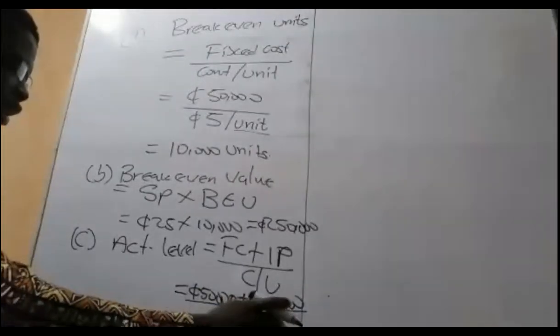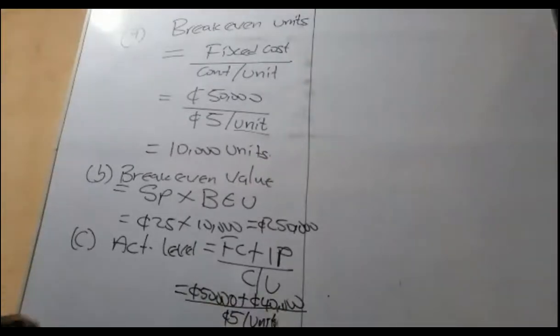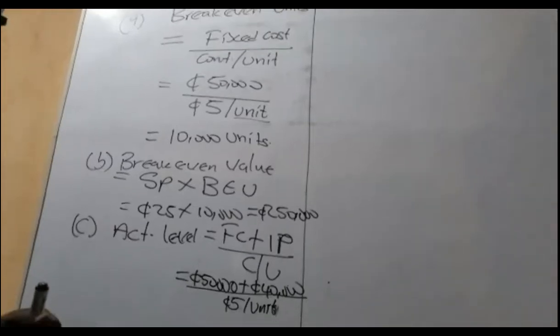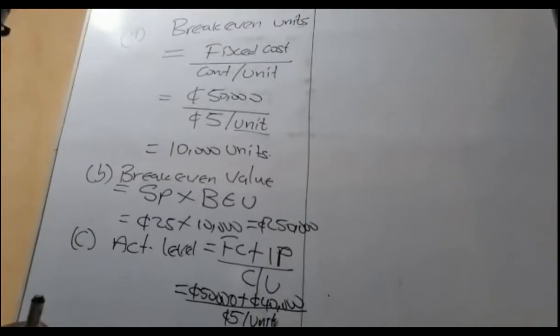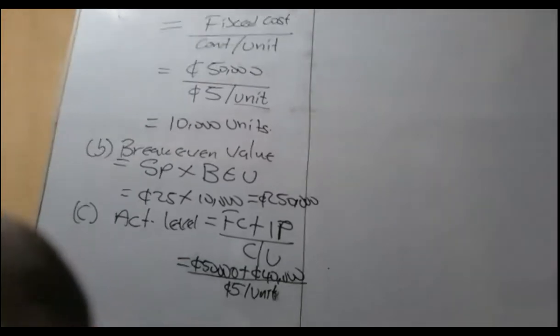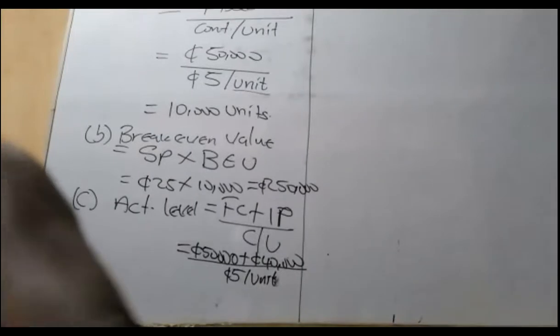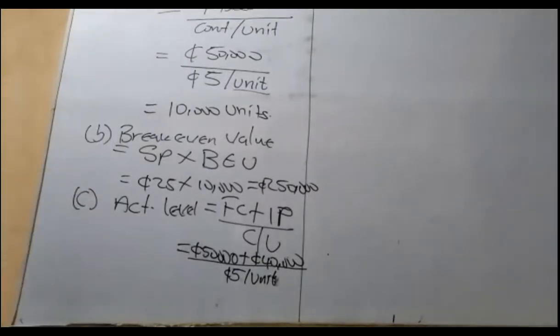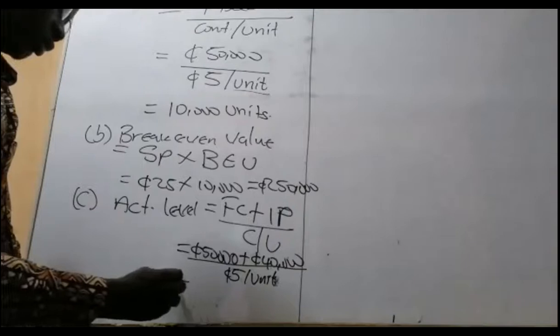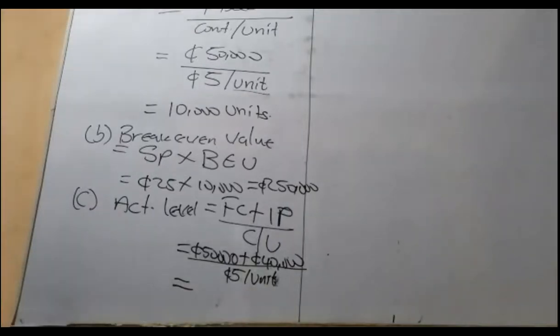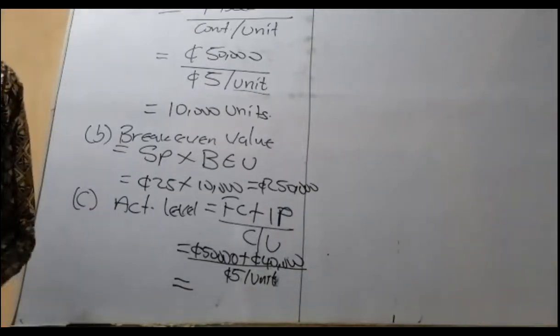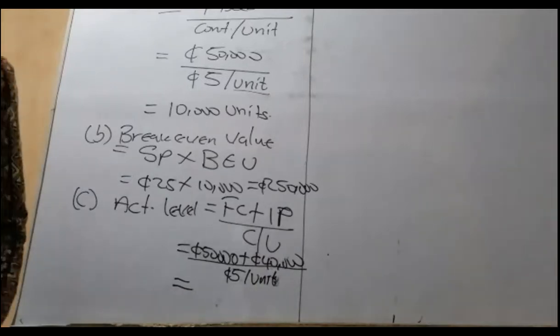So what will be the units, or the activity level? So the activity level will be... Any answer for me? This will give us, that's 90,000 divided by 5. 90,000 divided by 5.